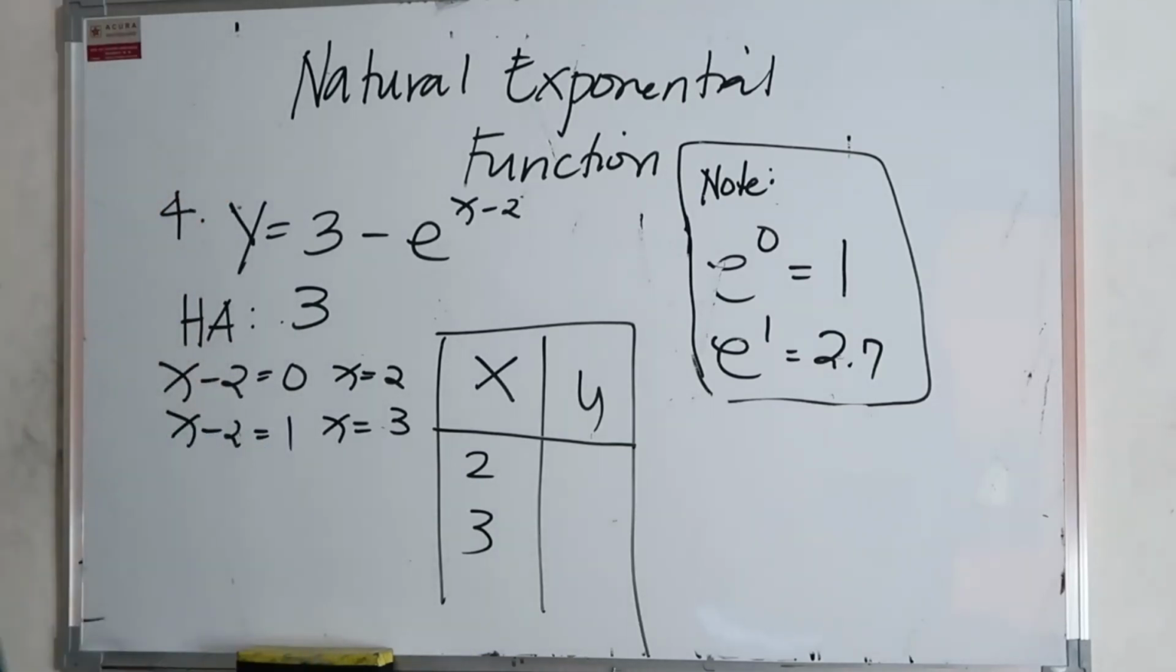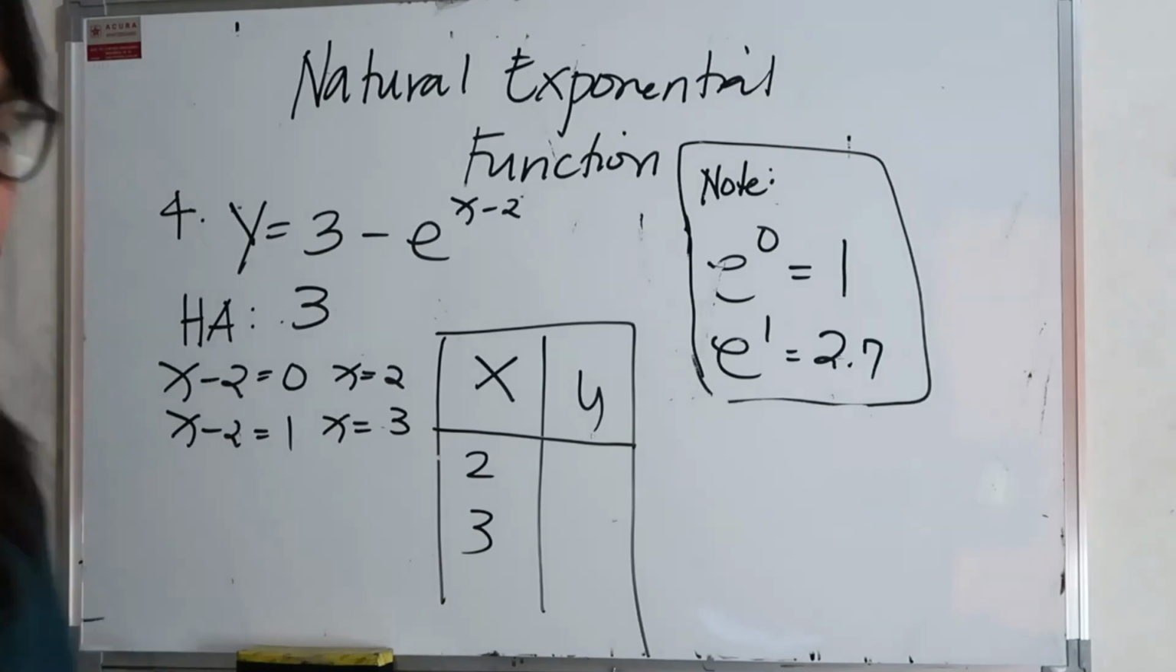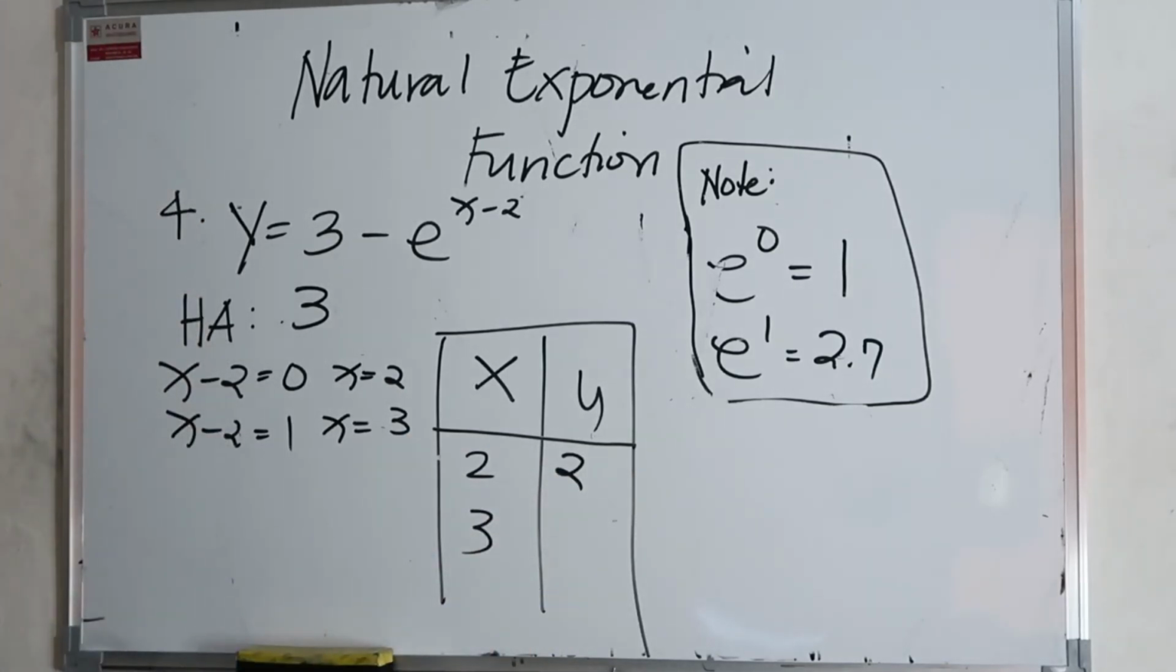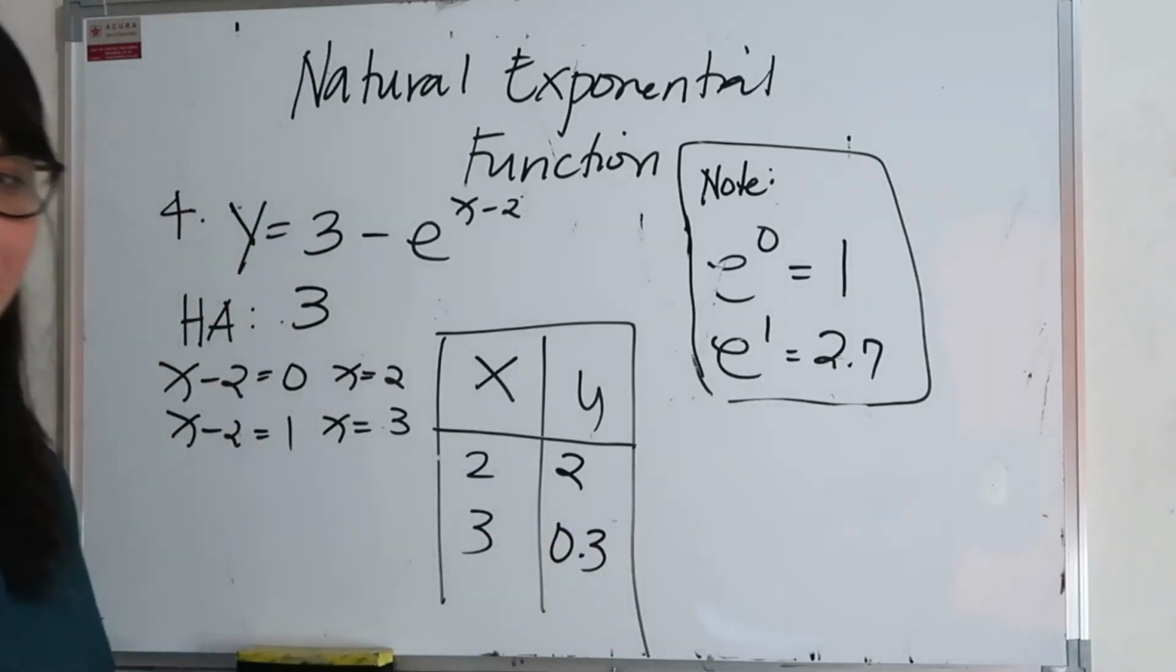If x is 2, what is the value of y? 2. Okay, very good. Next, if x is 3, what is the value of y? Substitute. 0.3. Okay, very good. And then you plot it.